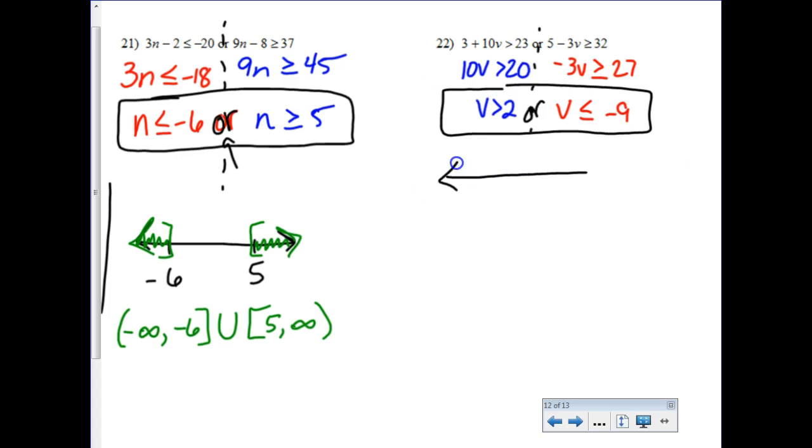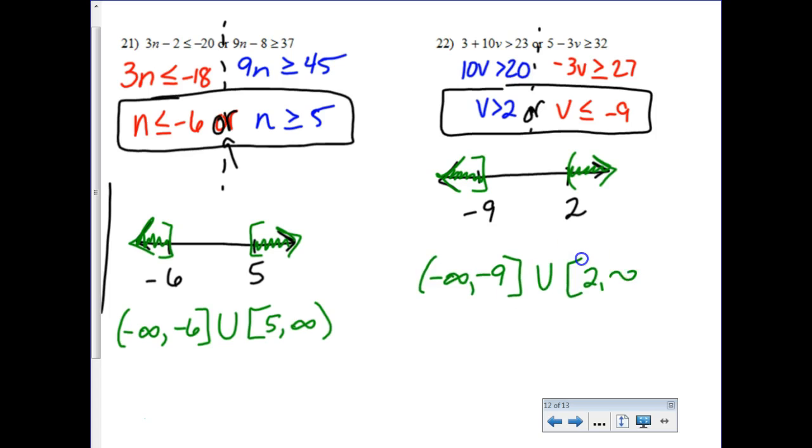Let's see what the graph looks like. Now the number that comes first on the number line is -9. It's smaller than 2. We're graphing everything greater than 2, so 2 has a parenthesis, and then less than or equal to -9. So when I go to write out this interval, starting at -infinity to -9, and then union symbol, 2 to infinity.